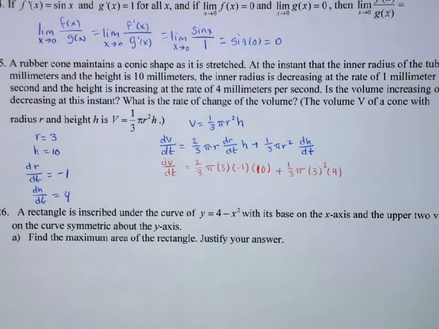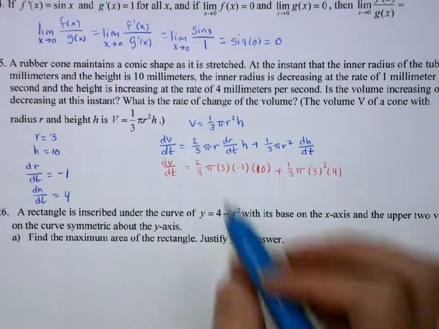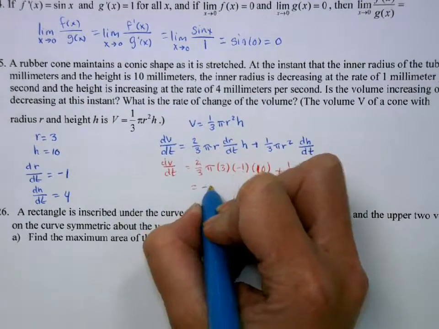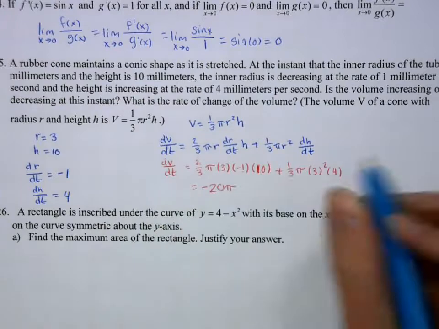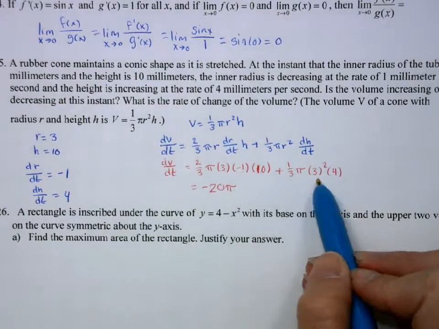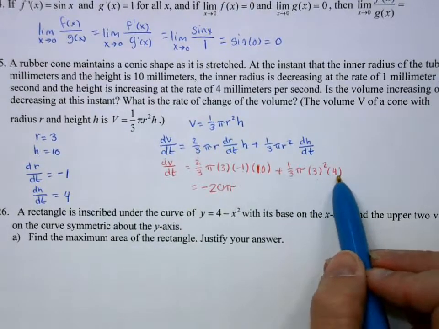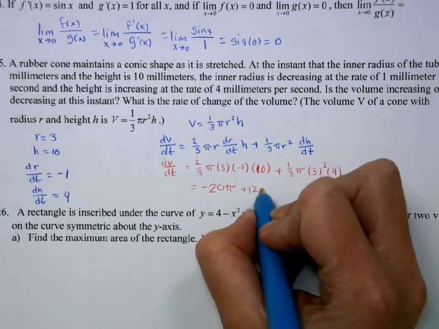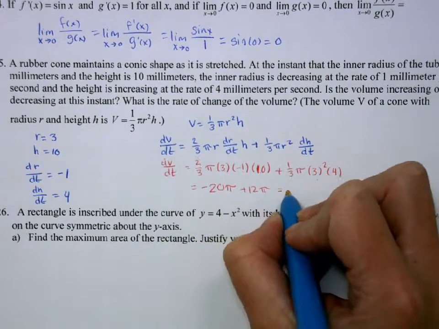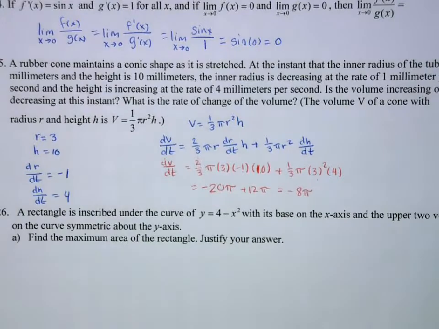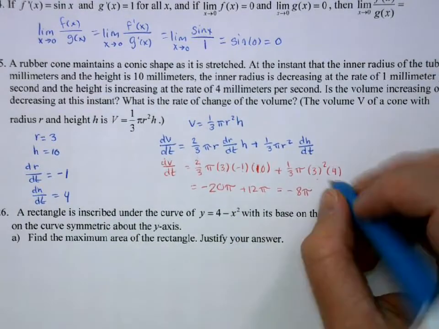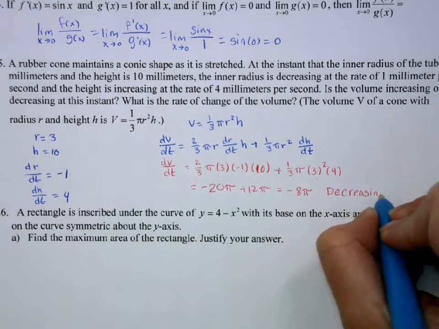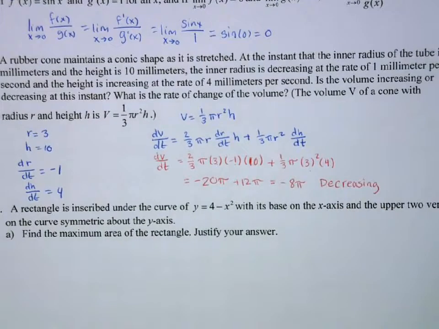Okay, so if we plug all this in the calculator, 2/3 times 3 times negative 1 times 10 is going to be a negative 20. And then 1/3 times 9 times 4 is going to be a positive 12. So we get negative 8 pi. So our rate is negative 8 pi, and it is decreasing. Okay, decreasing at a rate of 8 pi.